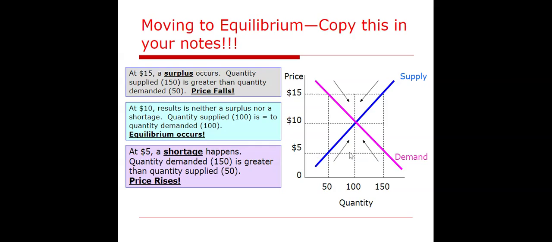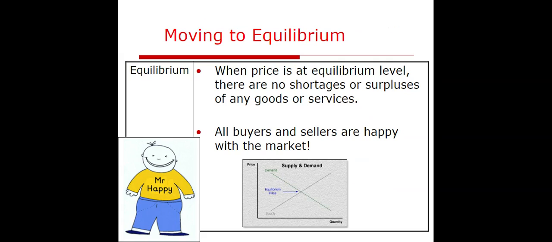At $5, a shortage happens. The quantity demanded, 150, is greater than the quantity supplied. So the price will rise. When price is at equilibrium level, there are no shortages or surpluses of any goods or services. It's at the equilibrium that all buyers and sellers are happy with the market.